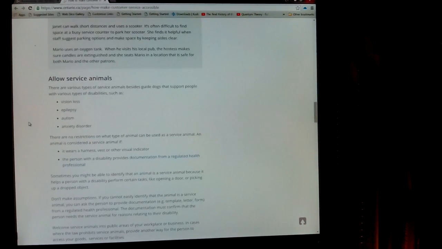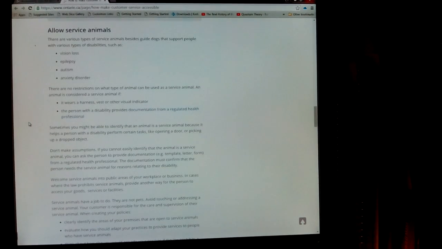Allow service animals. There are various types of service animals besides guide dogs that support people with various types of disabilities, such as vision loss, epilepsy, autism, and anxiety disorder. There are no restrictions on what type of animal can be used as a service animal. An animal is considered a service animal if it wears a harness, vest, or other visual indicator, or the person with a disability provides documentation from a regulated health professional.